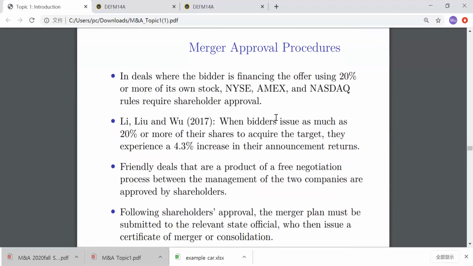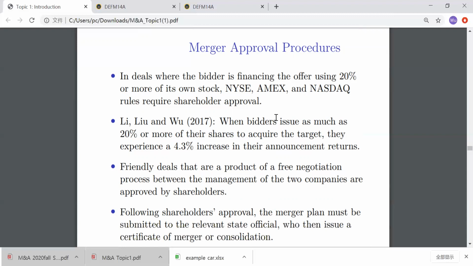So basically, after you have a merger agreement, then in most cases you have to get the merger approved by the shareholders, right? In deals where the bidder is financing the offer using 20% or more of its stock, then shareholder approval is required, right? In the NYSE, AMEX, and NASDAQ stock exchanges.